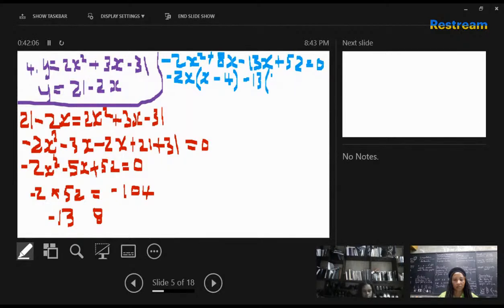Negative 13 into negative 13x will be x times. Negative 13 into 52 goes negative 4. That will be negative 2x minus 13 and x minus 4, that equals 0.